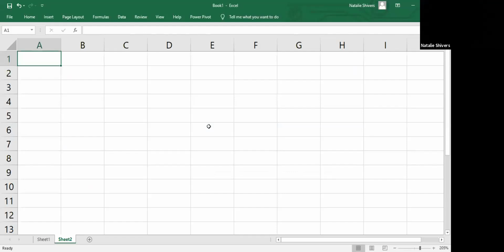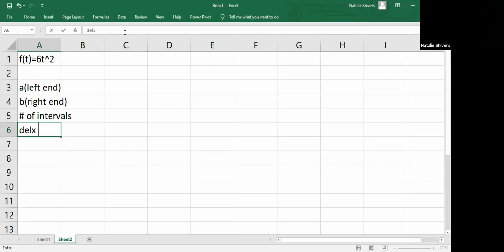Okay, so again, we're doing f of t equals 6t squared. So a very easy function, okay? We're gonna do the same labels as before. A is the left end, B is the right end. We're gonna get the number of intervals and the delta x, okay?